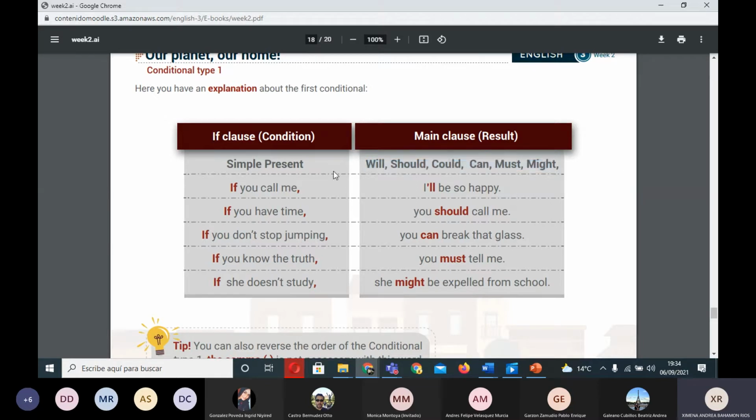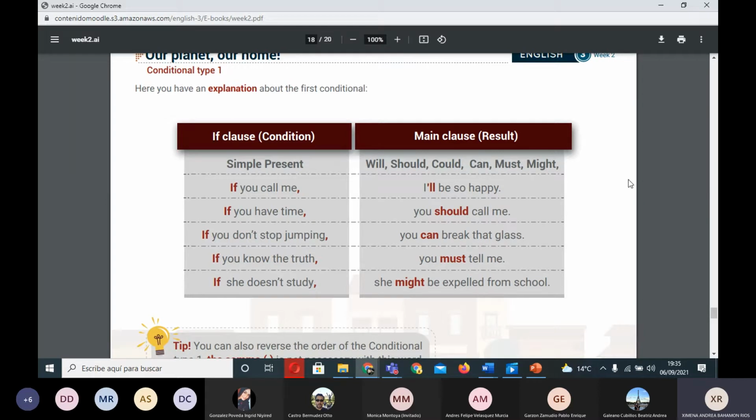Example, if you call me, I will be so happy. If you have time, you should call me. If you don't stop jumping, you can break that glass. If you know the truth, you must tell me. If she doesn't study, she might be expelled from the school. So check, you can say, I will be happy, you will call me, you will break the glass, you will tell me, you will be expelled. All of these possibilities are correct, okay?